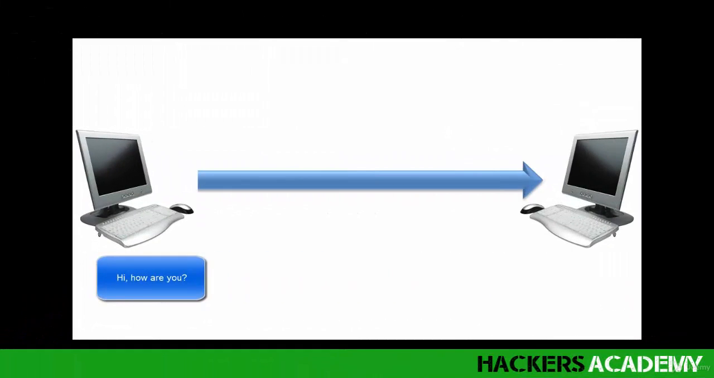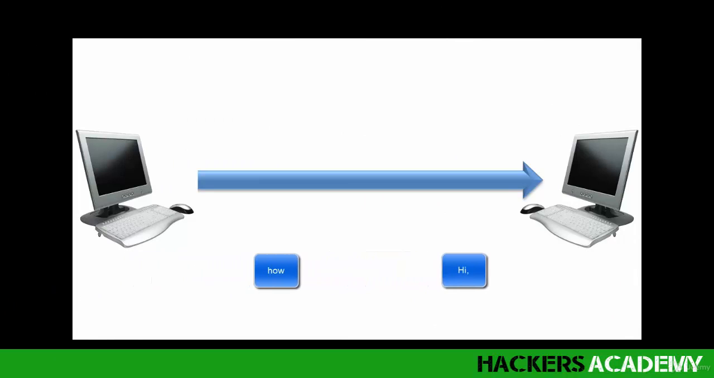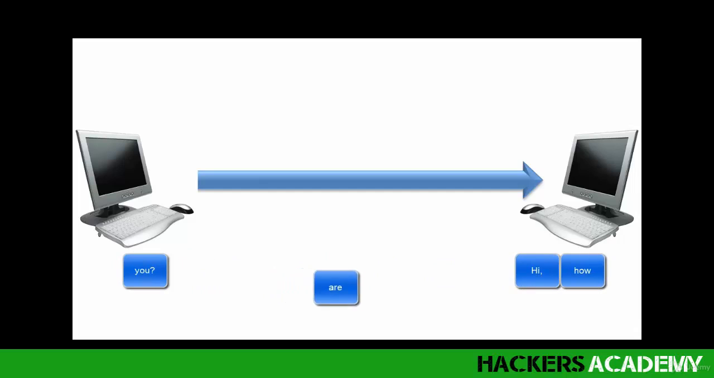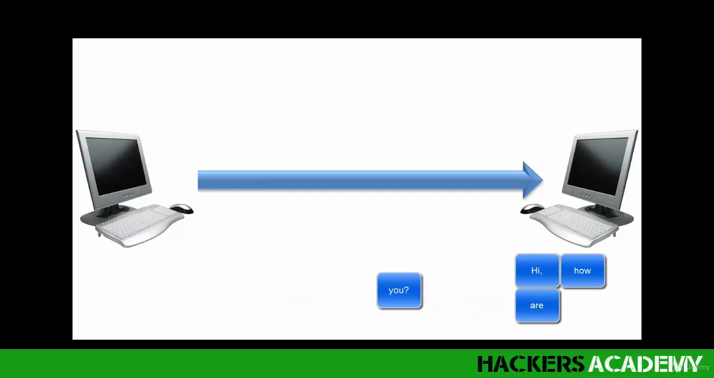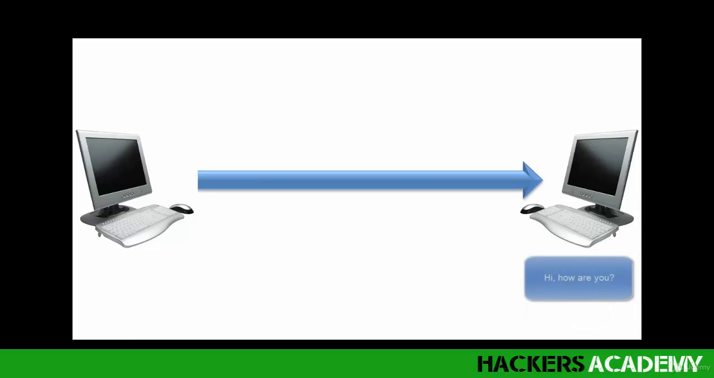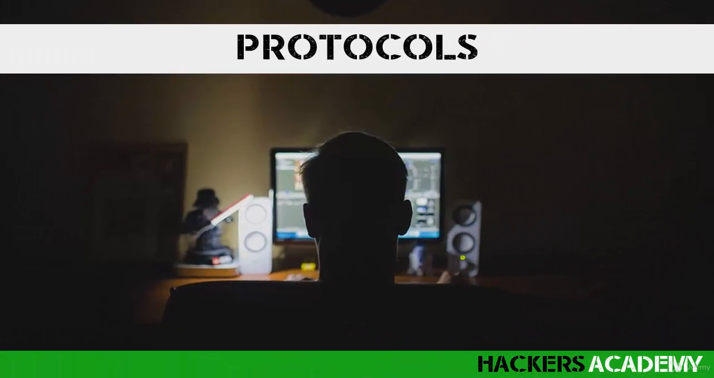For example, if the computer on the left-hand side wants to send a message to the other computer saying, "Hi, how are you?" it will break it down into different sections or different packets: "Hi," "how," "are," "you?" And it will send them in that order. The receiving computer on the other end will reassemble these packets and then read the message as a whole, understanding that it's a question asking, "Hi, how are you?" in order for it to respond. How is this broken down and how is it reassembled on the other side? This is what protocols are about.